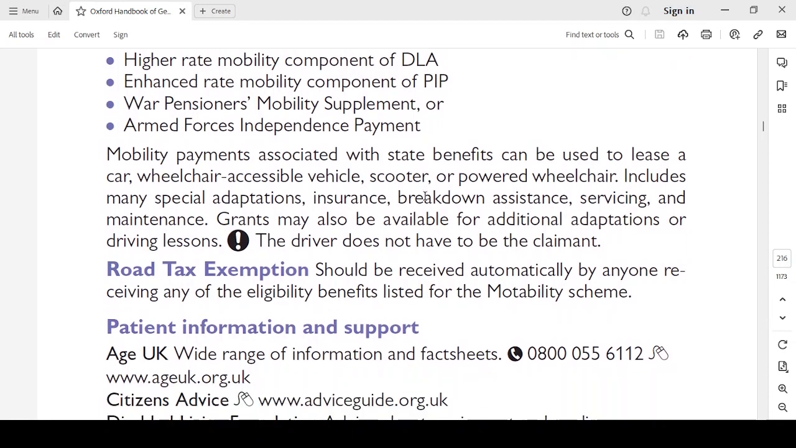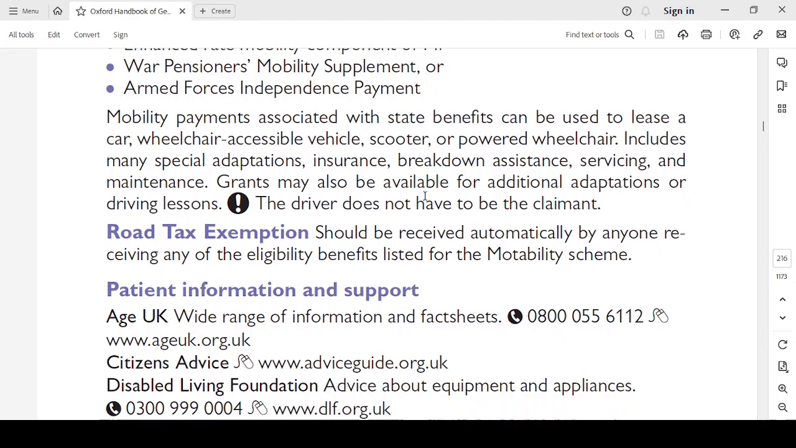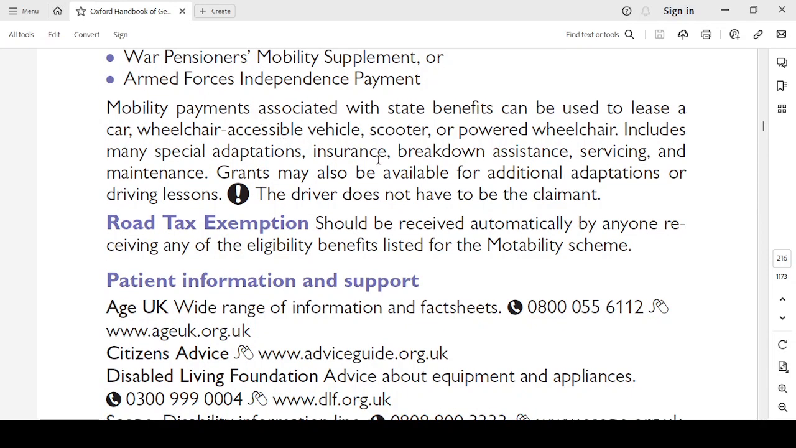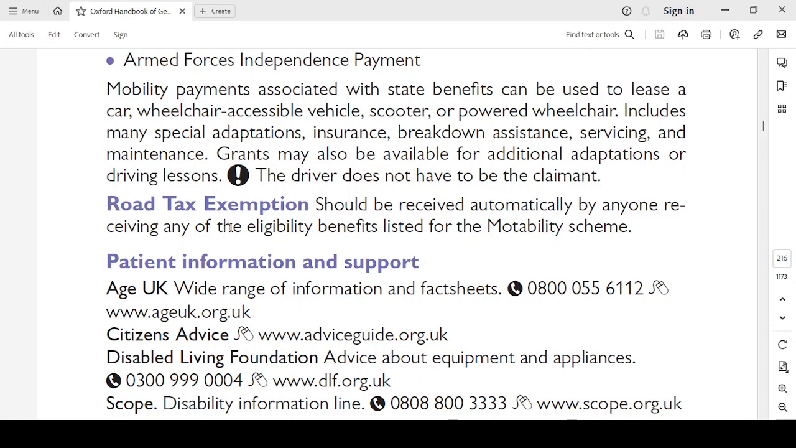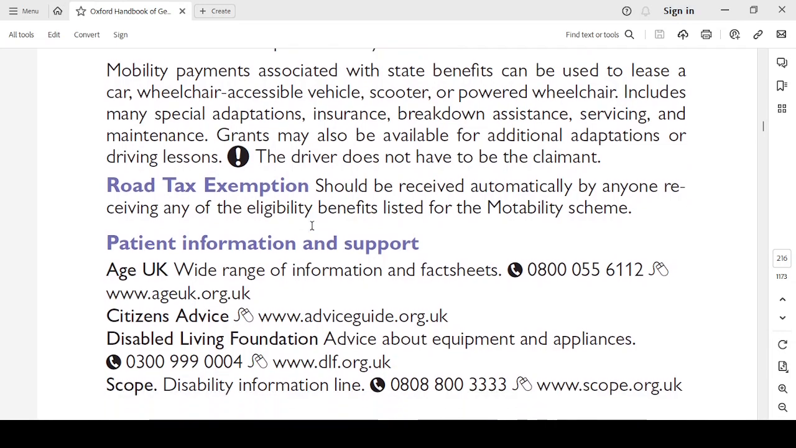Mobility payments associated with state benefits can be used to lease a car, wheelchair accessible vehicle, scooter or powered wheelchair. Includes many special adaptations, insurance, breakdown assistance, servicing and maintenance. Grants may also be available for additional adaptations or driving lessons. The driver does not have to be the claimant. Road tax exemption should be received automatically by anyone receiving any of the eligibility benefits listed in the Motability scheme.